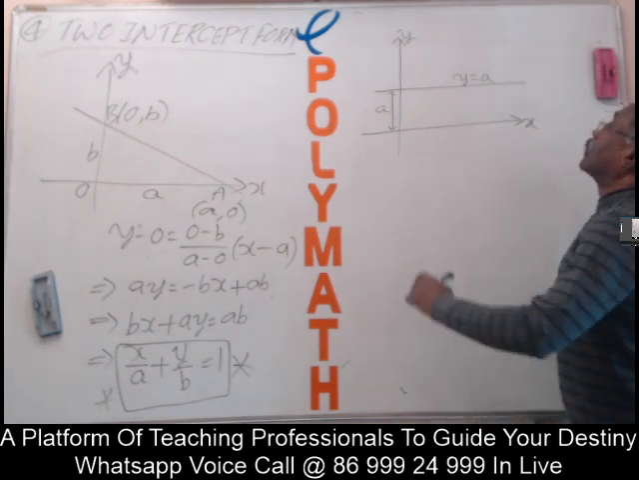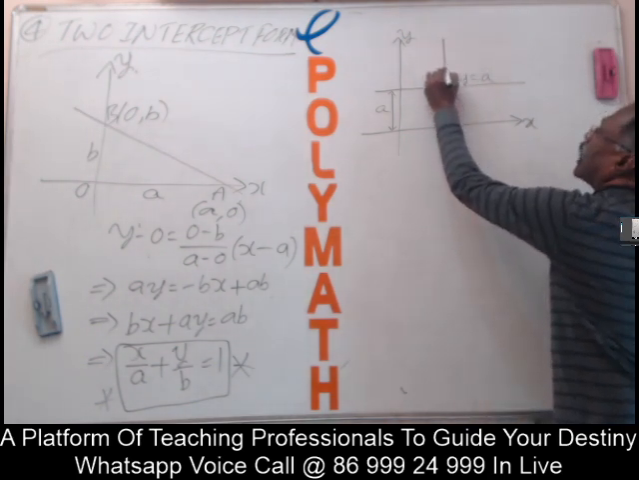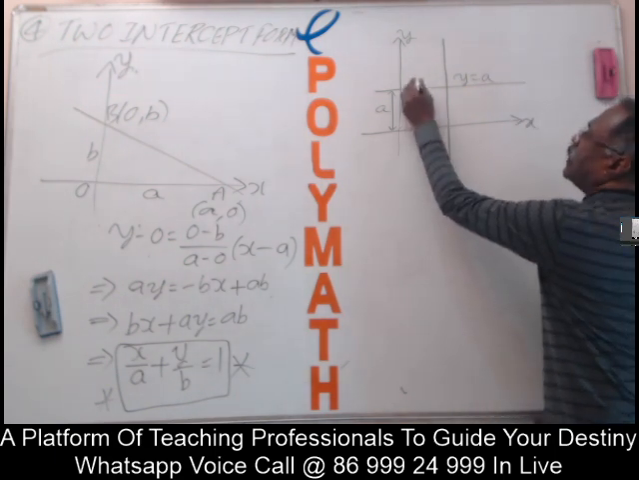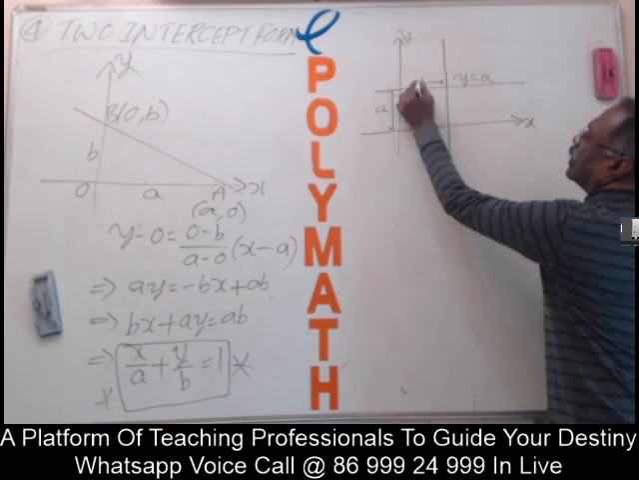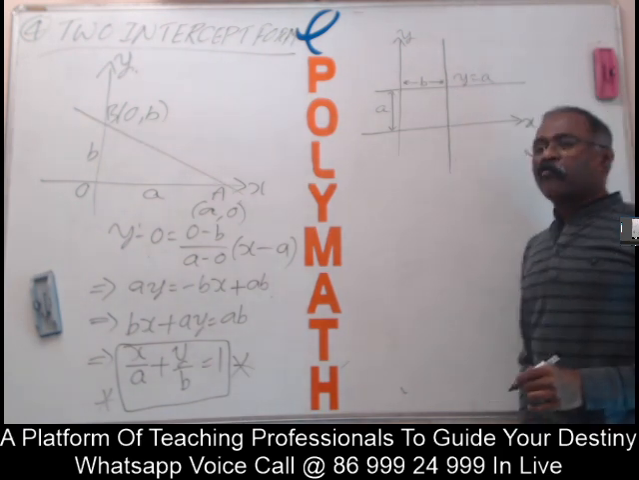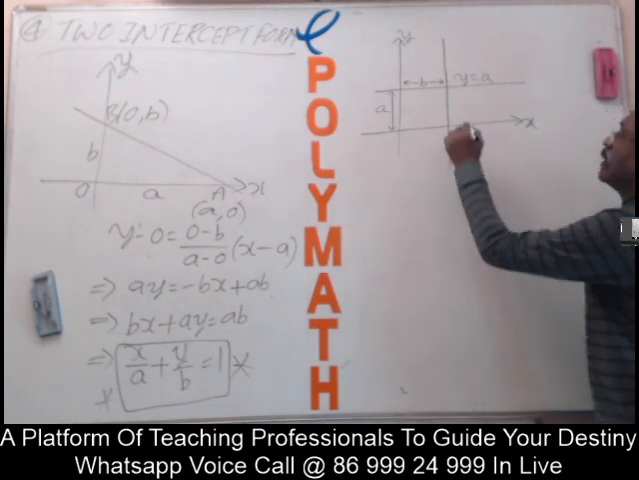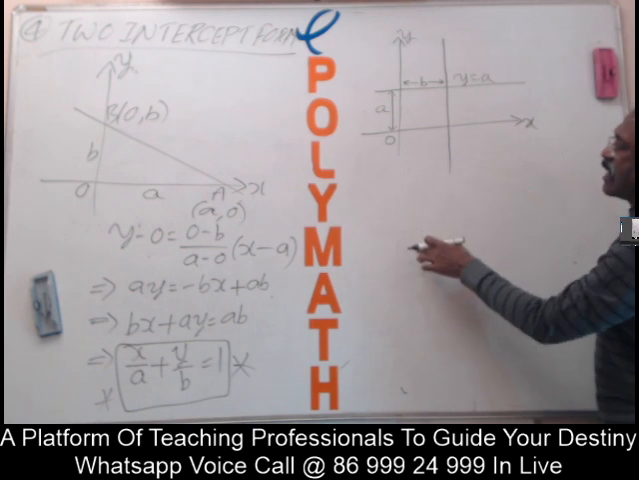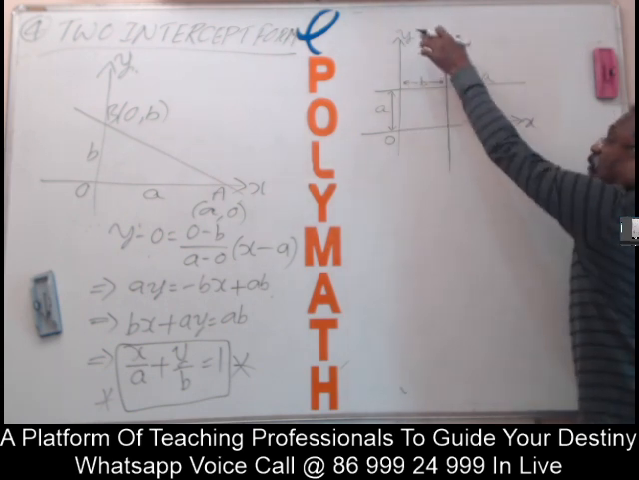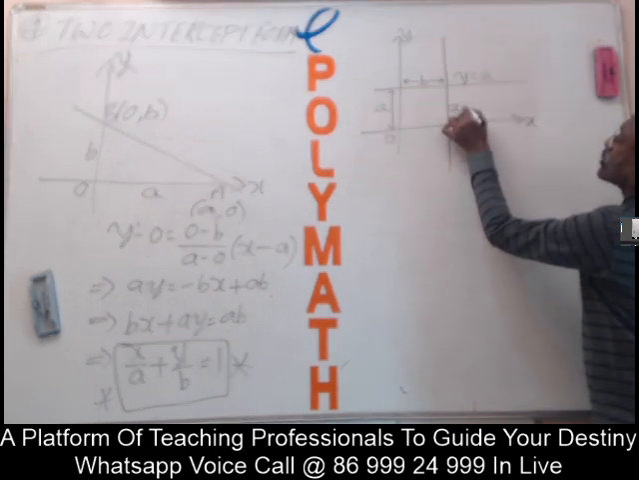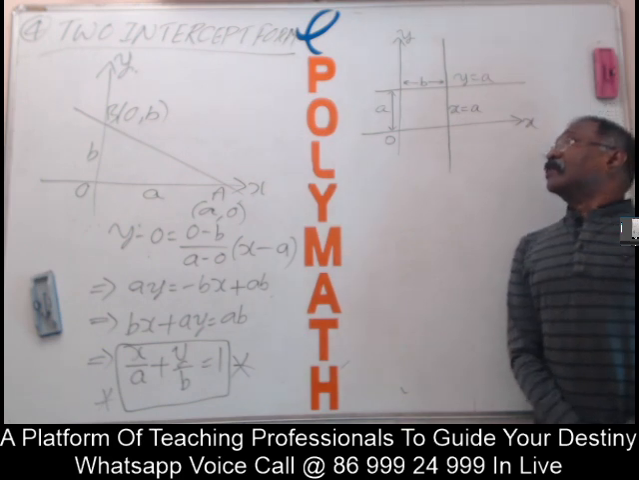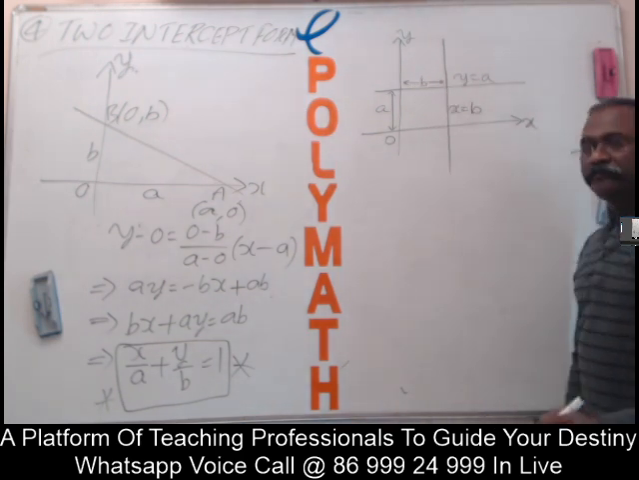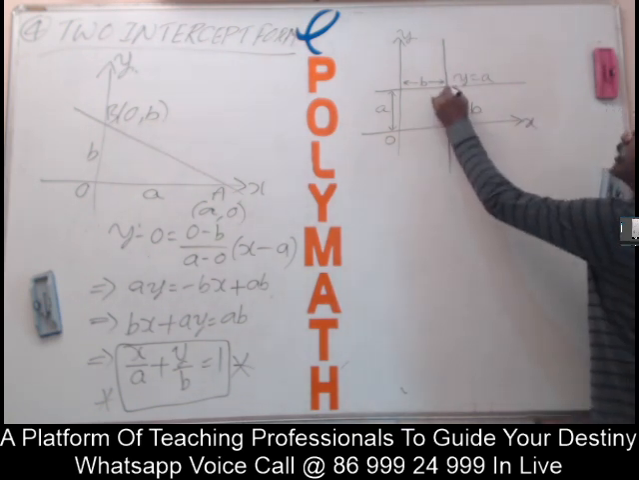Remember. And if a line is parallel to y-axis, and is at a distance of b units from y, then its equation is, it is measured on x, please. It is measured on x-axis horizontally. And hence its equation is x is equal to b, please. x equal to b. This is the distance.